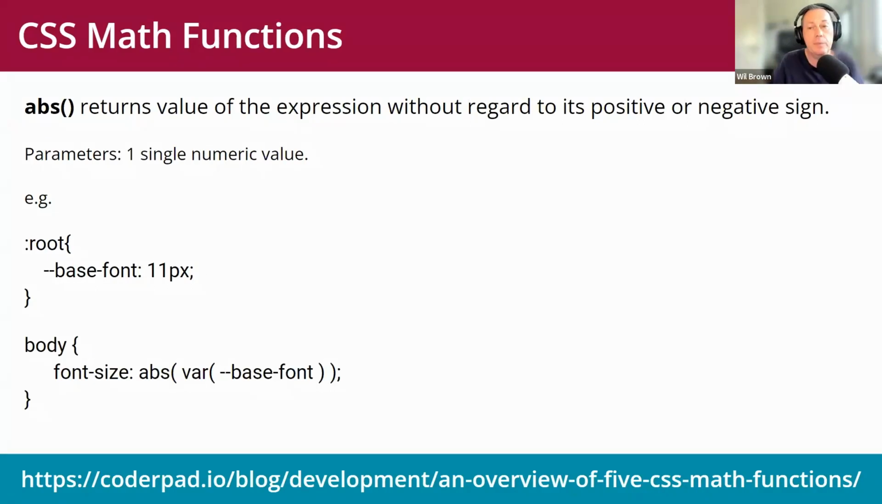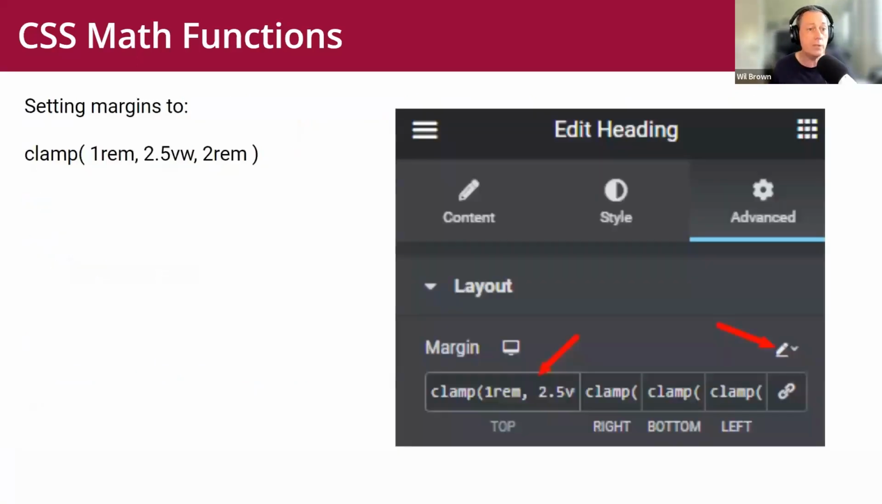The last one is abs, so absolute. This one just accepts one parameter and it returns an absolute value from something. Now, it's probably a bad example here. I just copied these examples off that URL here. But basically, what this is doing is taking the base font, which is set as 11px, and returning an absolute value of that. So 11px is already positive, so it's going to return a positive value. So abs just gets rid of the sign, basically. If you've got a negative value, it's going to return the positive value for that. So probably not the best example, but wrap abs around anything and you're guaranteed to get a positive value from that.